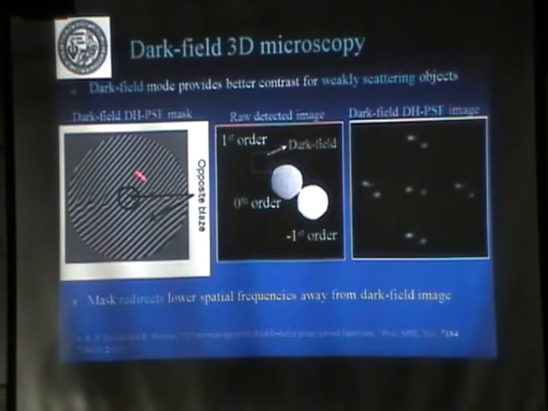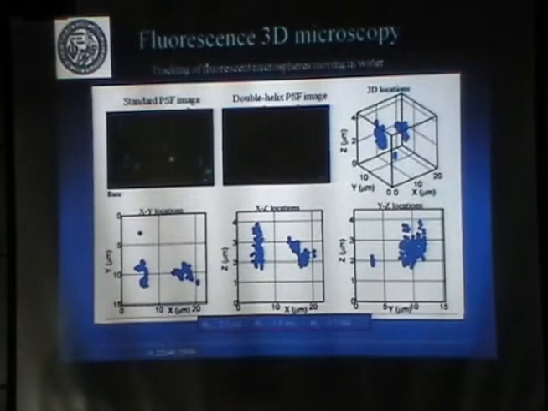This is the hologram that we use to implement the double helix. And this is showing the dark field. Ivan talked about dark field yesterday. You can also do dark field with the double helix. It's good to eliminate the background. You can also track fluorescent particles. So here we have fluorescent particles.